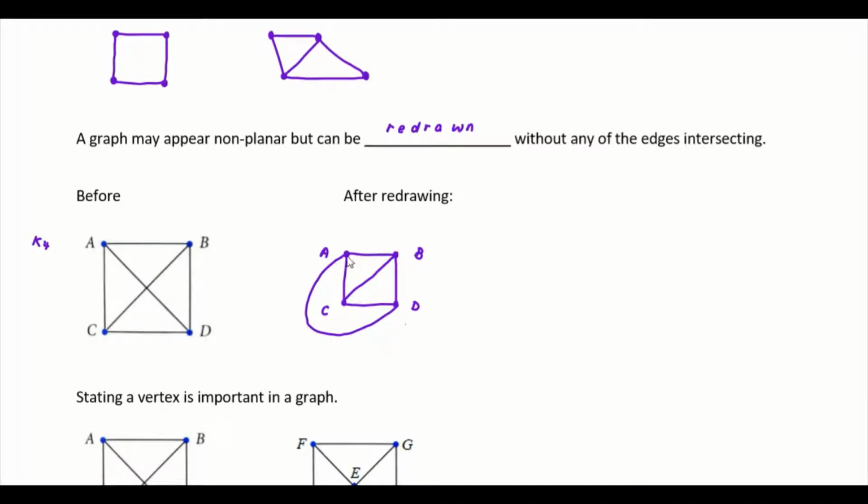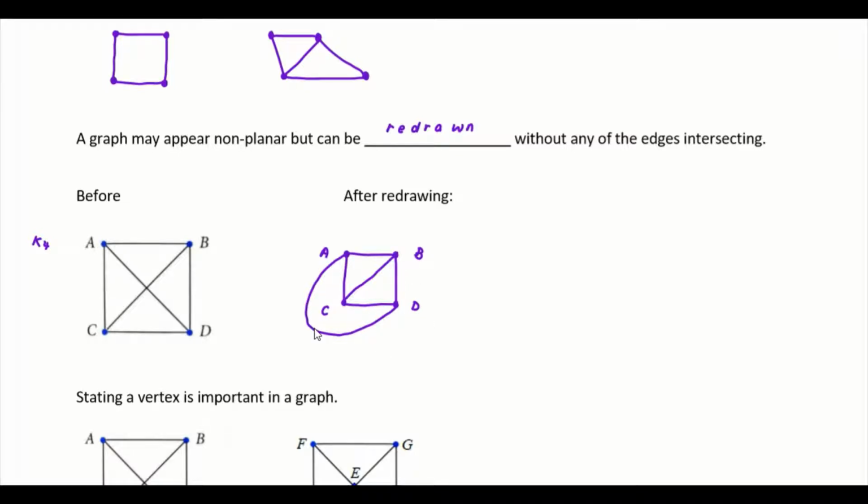So you can see that there's still one edge connecting the vertex A and D together. But now this graph has no edges intersecting with each other anymore. So this graph, after you redraw it, appears as a planar graph.